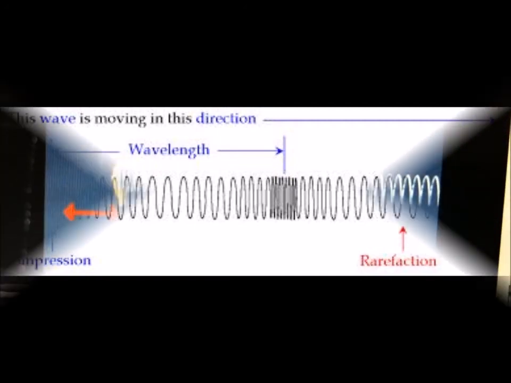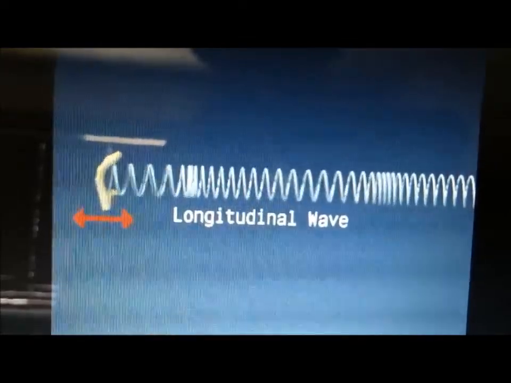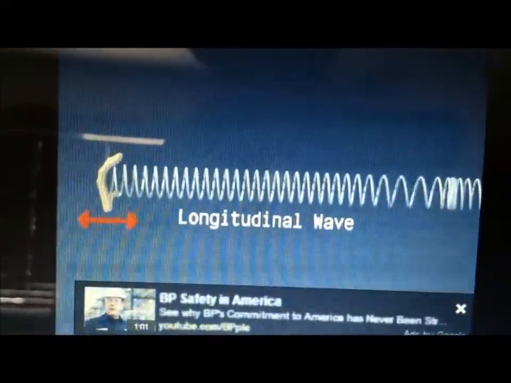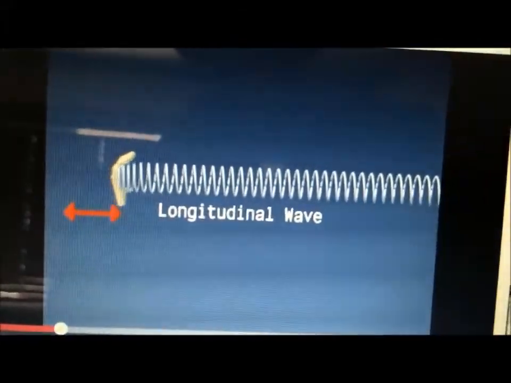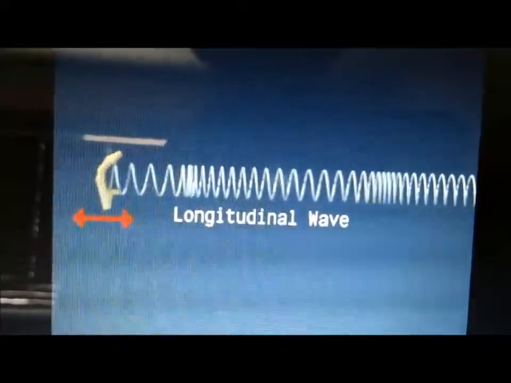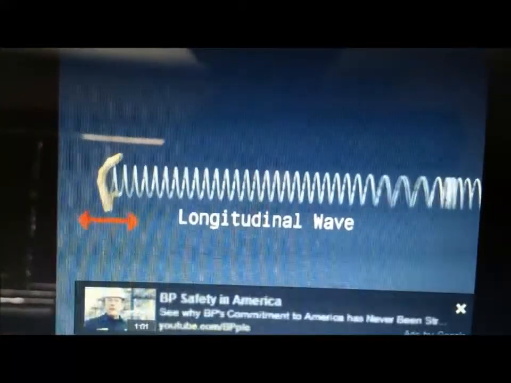Alright, then again, as you can see here, the vibrational movement of his hand left to right is in the same direction as the wave, or the particle movement, and you can see the rarefactions and compressions that are occurring as it moves through the slinky.